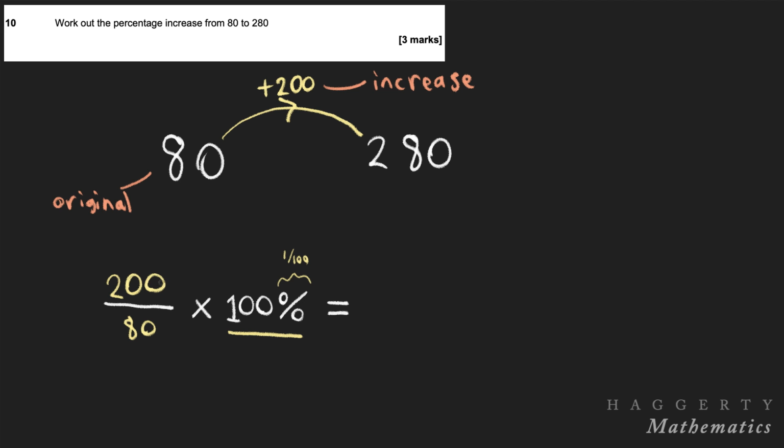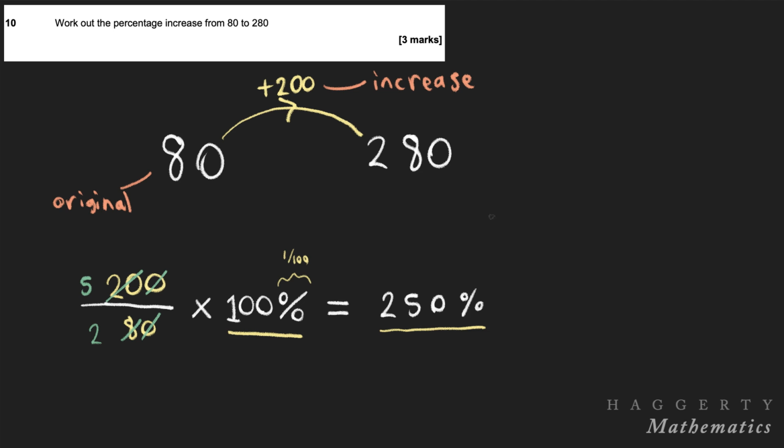And then to actually evaluate this, I'm going to do this by hand because it's nice and easy to do. You can divide the top and the bottom of this fraction by 10. That's going to cancel one of the zeros here. Then you get 20 over 8. You can divide by 4 there. So 20 divided by 4 is going to be 5, and 8 divided by 4 is going to be 2. So what are you going to get? 5 halves. 5 halves is 2.5. So 2.5 times 100%, that's going to be 250%. That is your percentage increase.